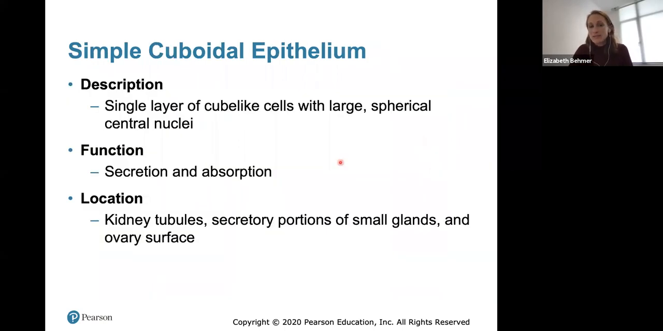Simple cuboidal is a single layer of cube-like cells where the nucleus is right in the center. The function, they work to secrete and absorb substances. So we'll find them in your kidney tubules and the secretory portions of small glands and the ovary surface.